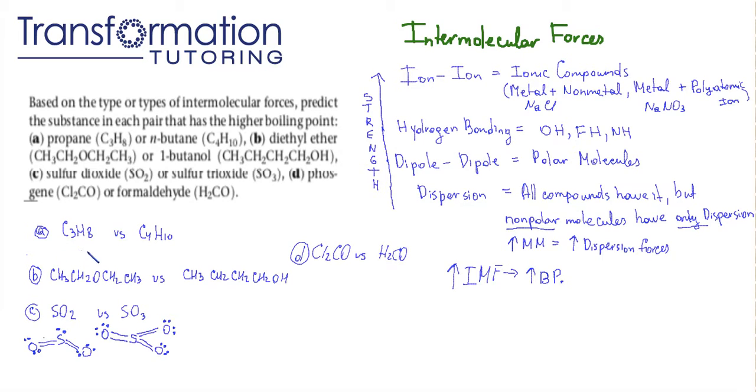A is propane versus butane. If we look at the 2 molecules, we can see that we have 3 carbons here, 4 carbons here. Also, you should know that if I only have carbons and hydrogens, the molecule is always nonpolar. If the molecule only has carbon and hydrogens, it is nonpolar. Therefore, both of these molecules have dispersion forces. Let's write it.